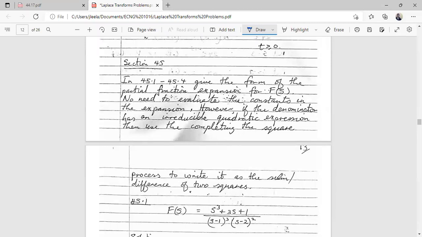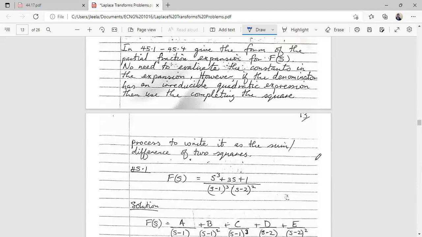So that was section 44. Section 45 now gives 45.1 to 45.4, the form of the partial fraction expansion for capital F of s, right? That capital F of s is really the Laplace transform of f of t. No need to evaluate the constants in the expansion. However, if the denominator has an irreducible quadratic expression, then use the completing the square process to write it as the sum or difference of two squares.